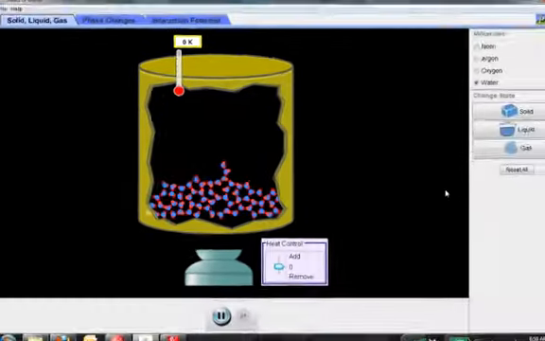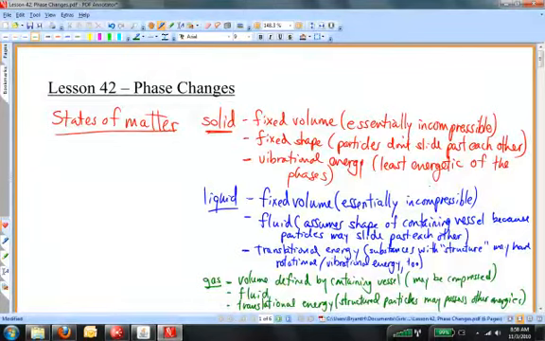You ought to know the three main phases of matter, solid, liquid, and gas, and you ought to know what characterizes these phases. And I've jotted down a few notes here about them. Solids have a fixed volume. They're not really going to change their shape that much.